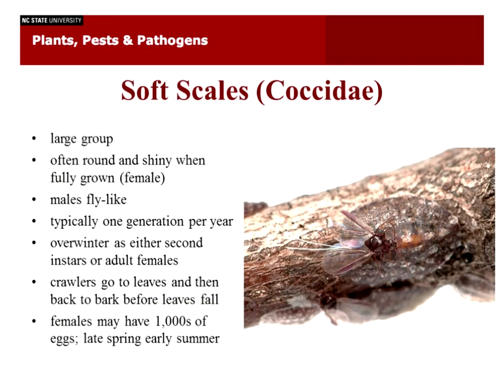Okay, soft scales are a very important and very common group of scales. Actually, Coccidae, the family name, the superfamily name, is based off this family. It was the first described, basically. Often round and shiny when fully grown and female. You can see this female is not yet fully grown, and you can see the male here mating with her.